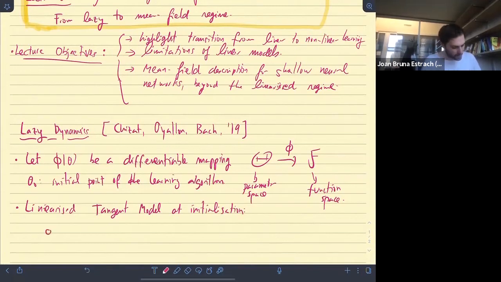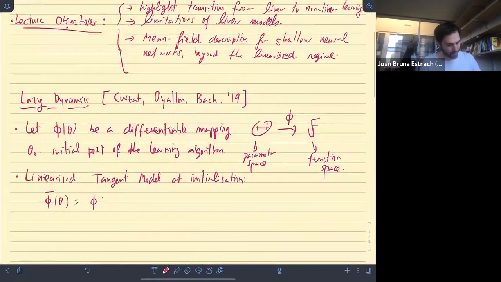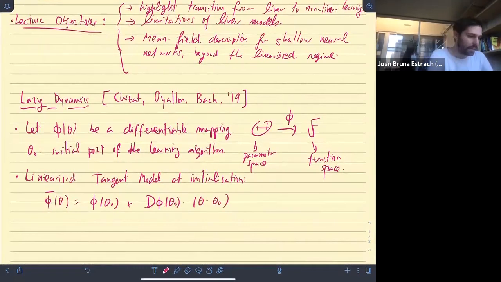Right, so this is something that we're going to write with a bar on top. So it's a model that is just a zeroth order approximation plus the first order approximation. Let me just write it like this. The derivative of phi at theta zero times theta minus theta zero. Okay, and so this, just to make sure that we are all comfortable with the notation.